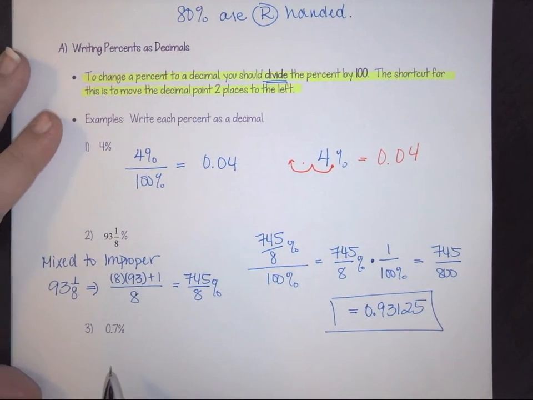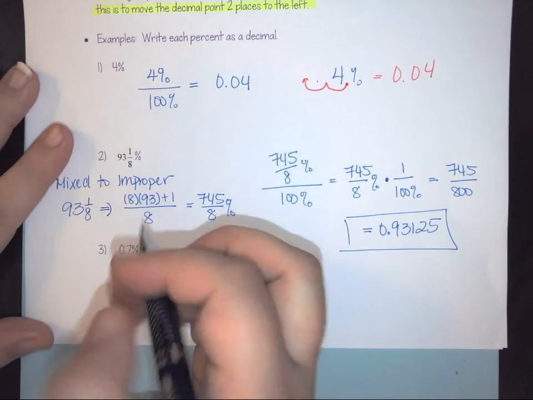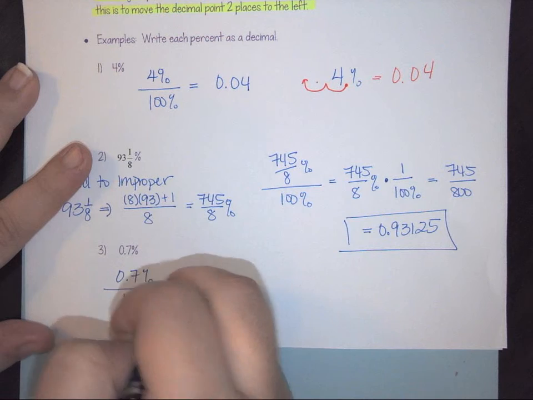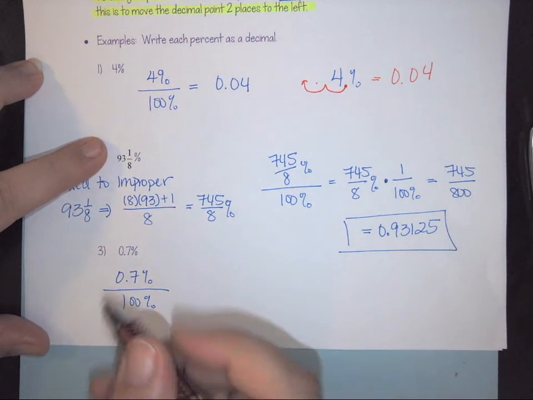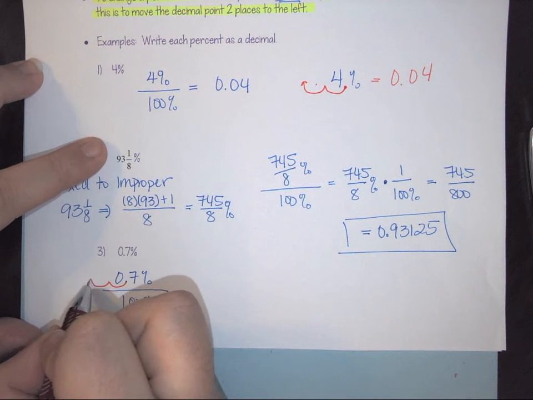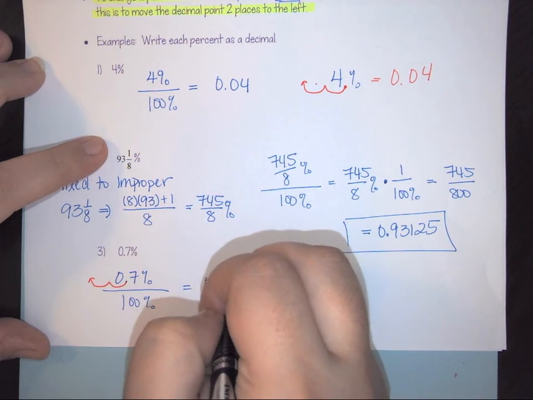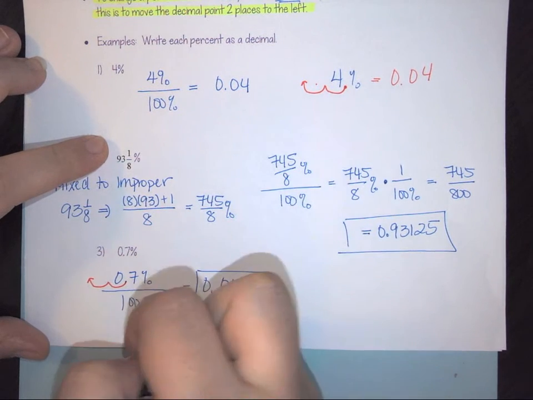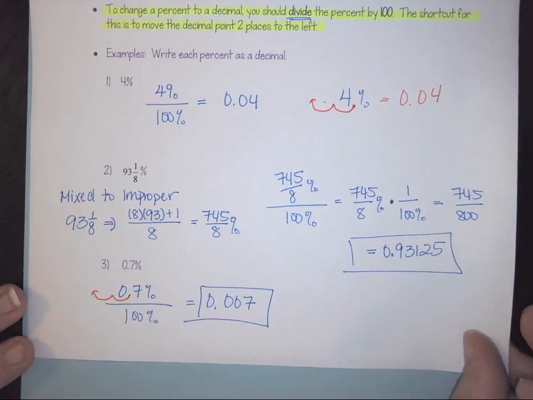Now, last we have a percentage point here. So this would be the 0.7%. We're going to divide that by 100%. Again, if you remember, we can simply move our decimal 2 places. So we would start, here's 1, here's 2. So this would give us 0.007 as your decimal answer. So that is what you need to do to go from a percent into a decimal.